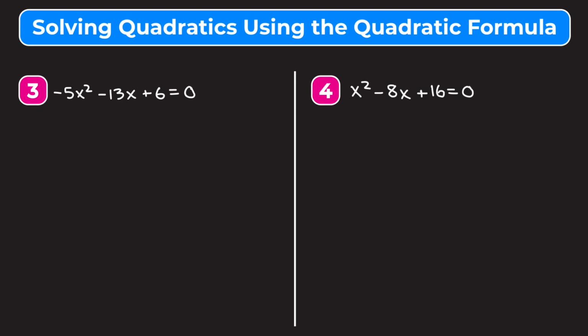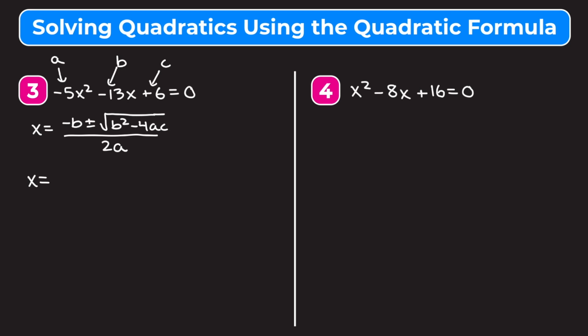So let's start by writing the quadratic formula, which is x is equal to negative b plus or minus the square root of b squared minus 4ac, and that is all divided by 2a. And let's figure out what our a, b, and c values are. So our a value is negative 5, our b value is negative 13, and our c value is positive 6. So now we're going to plug those into our equation.